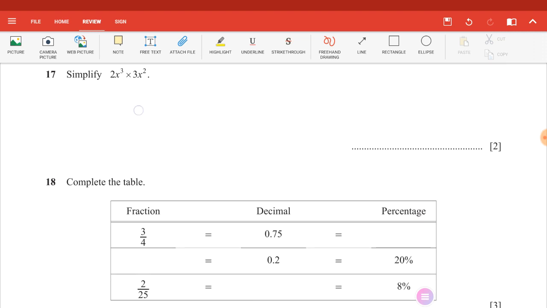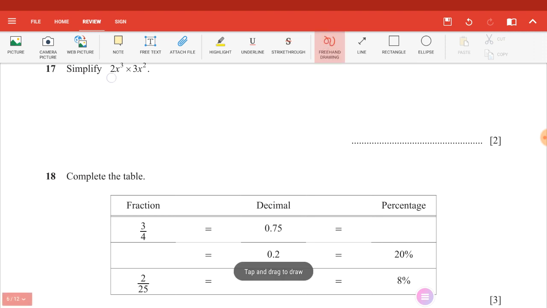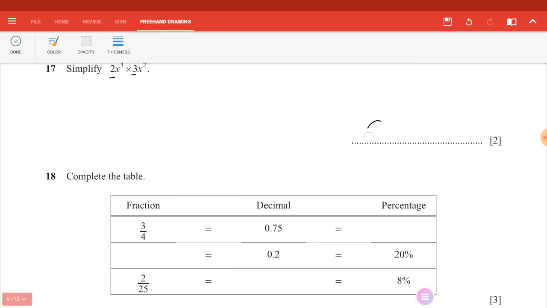Simplify. When you multiply first the coefficients, it will give you 6. Now x power 3 multiplied by x power 2. When you multiply the same bases, you add the powers, to x power 5.